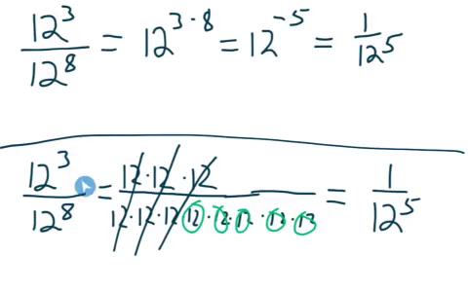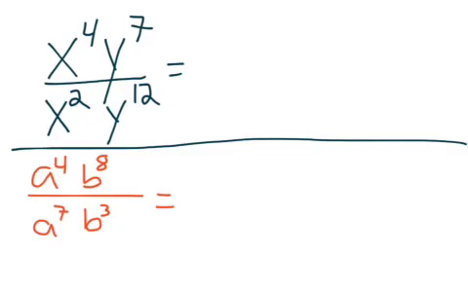So one of the ways you can look at this is to say to yourself, well, hey, I've got the same base on top and bottom. Well, I've got 8 on the top, 3 on the bottom. Well, that means I'm going to have 5 more on the bottom. So which way you choose to do this is up to you. So let's take a look at a couple more just like this.